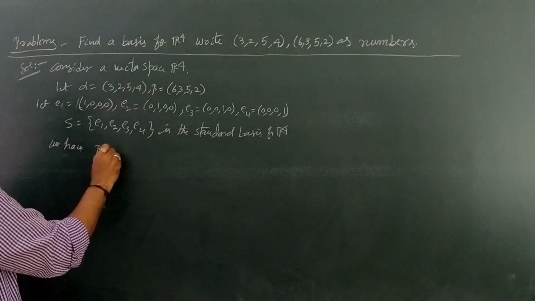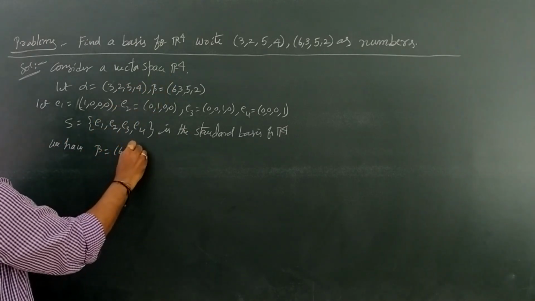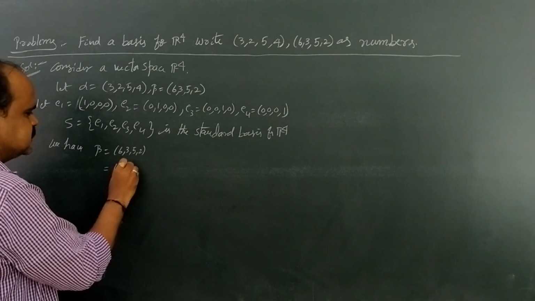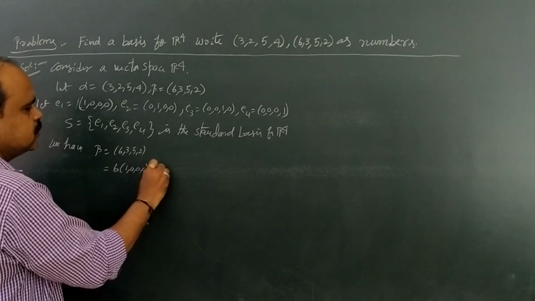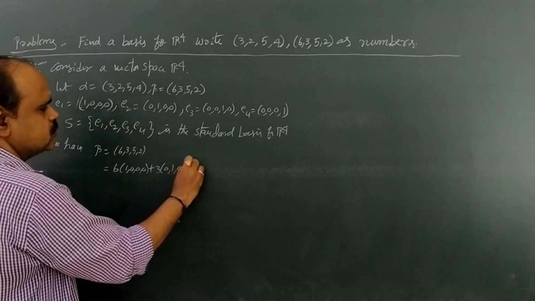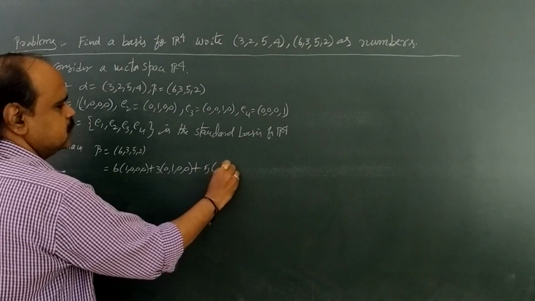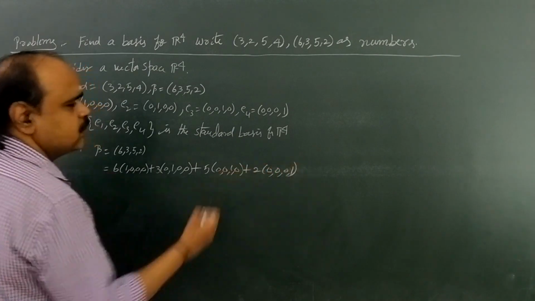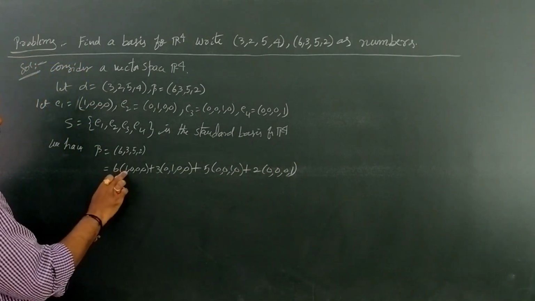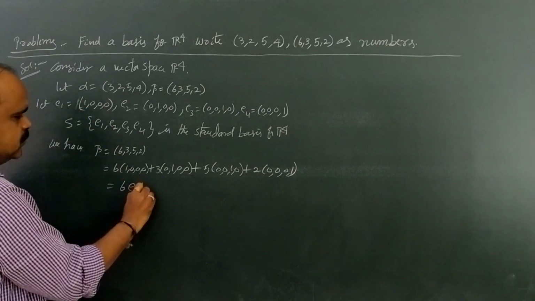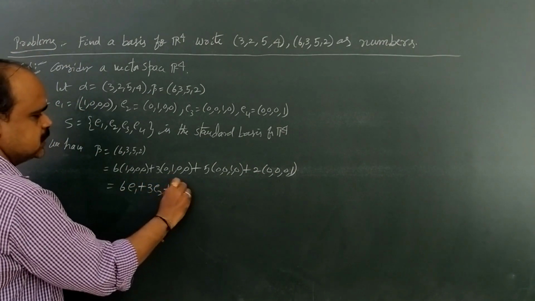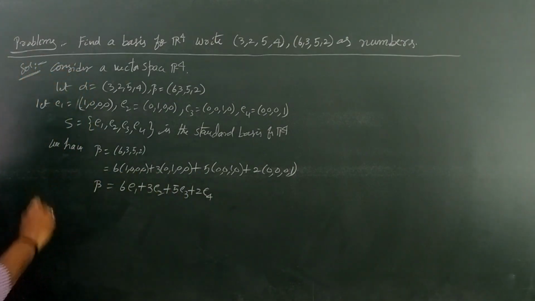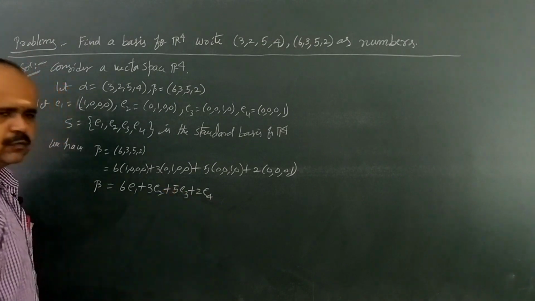Now what is beta? Here beta equal to (6, 3, 5, 2). We can write this ordered 4-tuple as 6 into (1, 0, 0, 0) plus 3 into (0, 1, 0, 0) plus 5 into (0, 0, 1, 0) plus 2 into (0, 0, 0, 1). That equals 6E1 plus 3E2 plus 5E3 plus 2E4. This is beta. From this, find the value of E4.